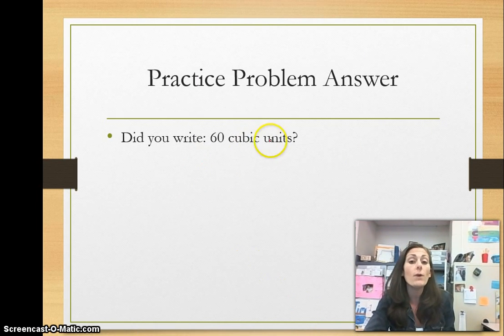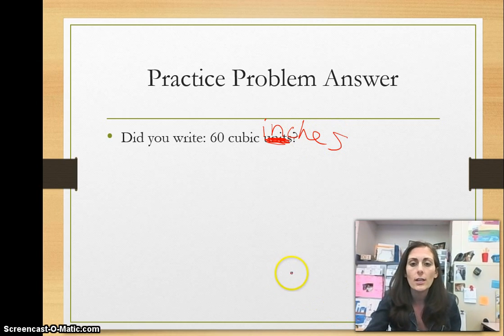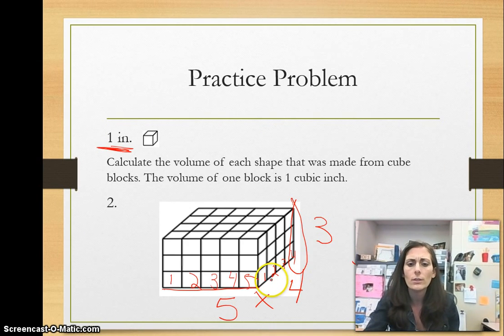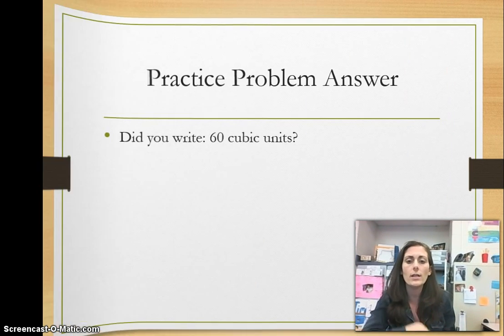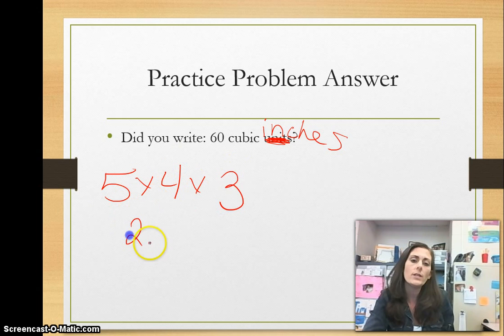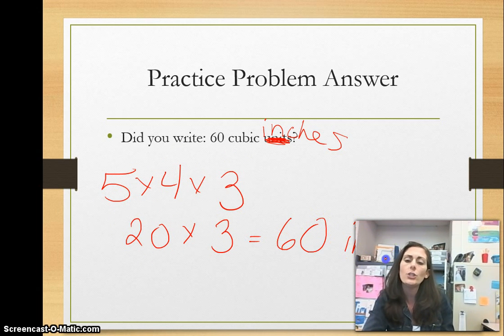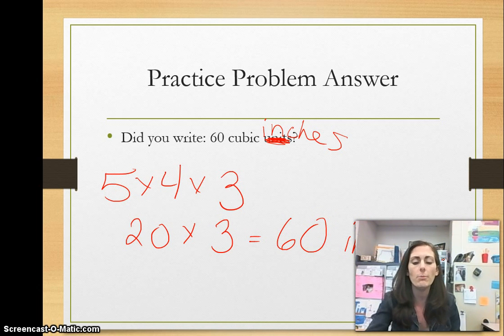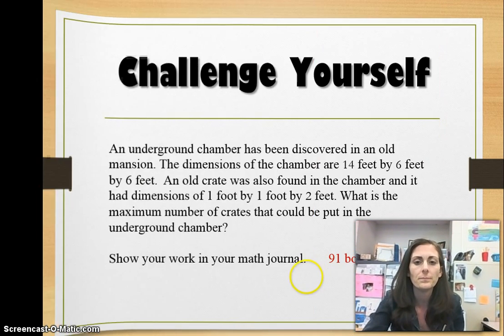Okay, did you write 60 cubic inches? We want the unit of measurement to match. The dimensions were 5 by 4 by 3. So 5 times 4 is 20, and 20 times 3 equals 60 cubic inches, which can also be written that way. Great job, you got it right.